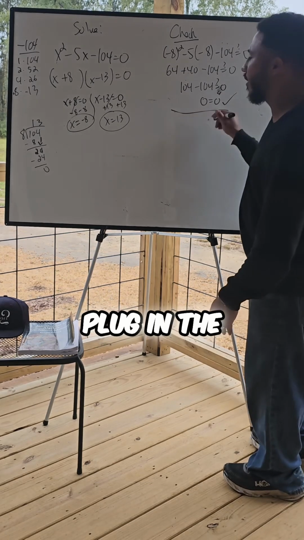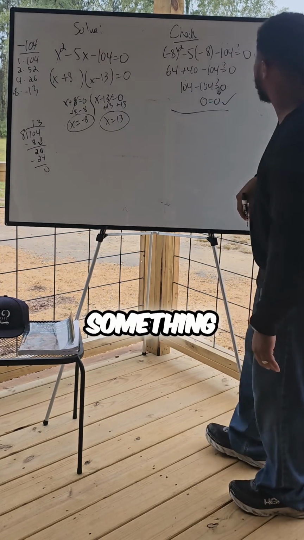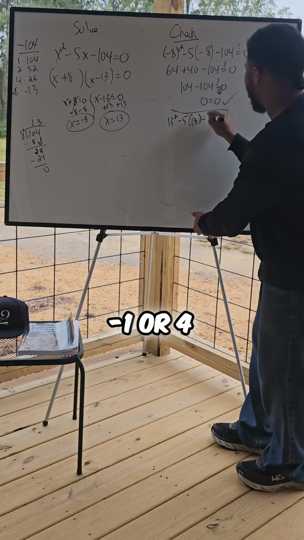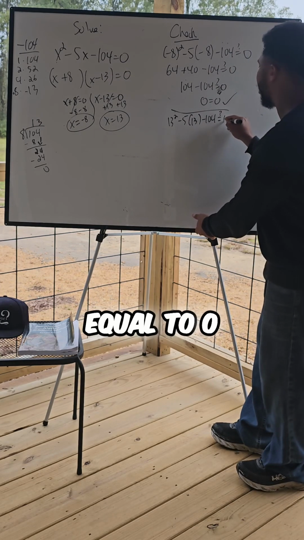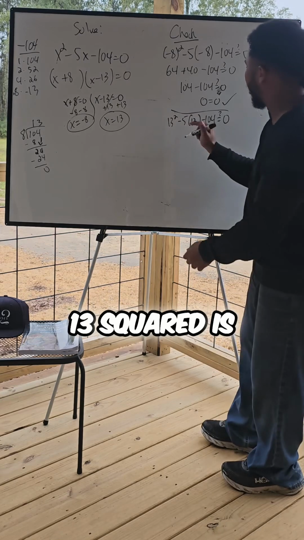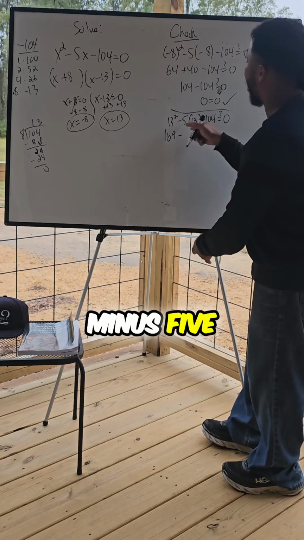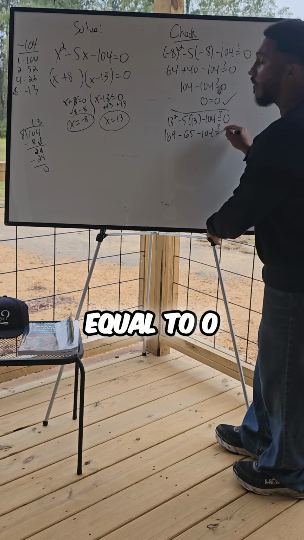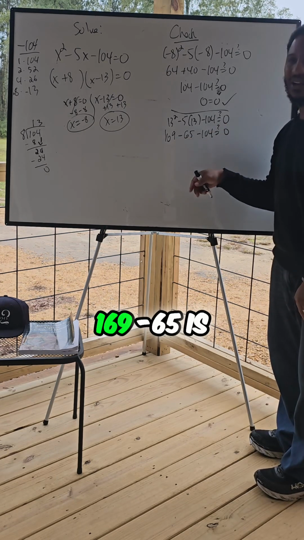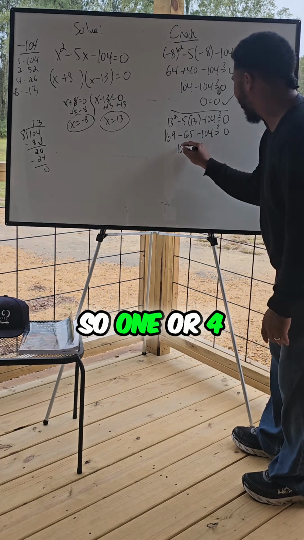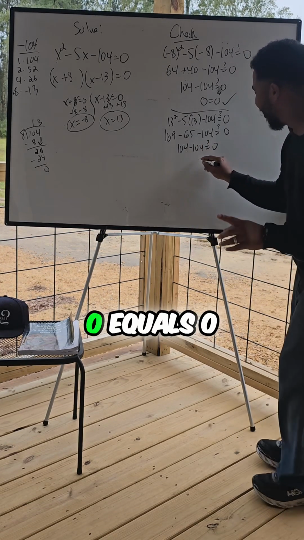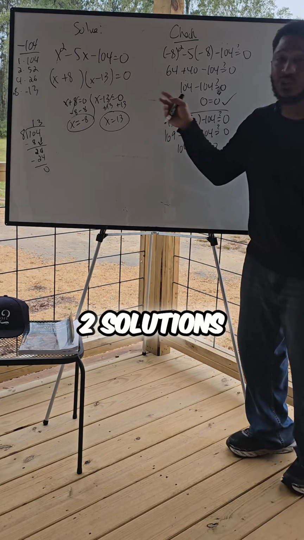And now we'll plug in the other solution. Plug in 13 and see if we get something true. So 13 squared minus 5 times 13 minus 104. Is that equal to 0? Well, 13 squared is 169. 5 times 13 is 65. 169 minus 65 is 104. So 104 minus 104, is that equal to 0? It surely is. 0 equals 0. Perfect. So those are our 2 solutions, and both of them check out.